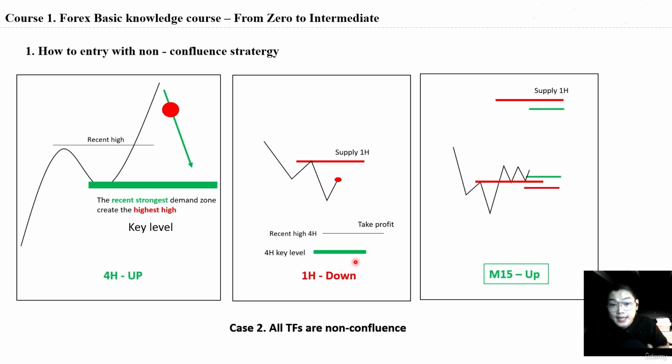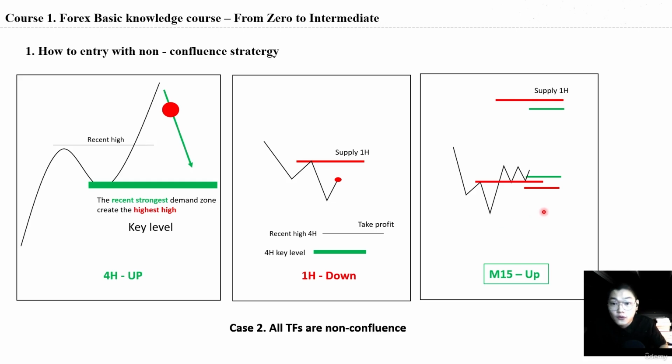And the next case, 4 hours is still uptrend and everything is still the same as the last two cases. But at this time, the 15 minutes time frame is an uptrend. We have the 4 hours and the 15 minutes time frame in the same direction. But as I say, the confluence time frames must be very near together. In this case, the 4 hours and 15 minutes time frames are very far. Therefore, you no need to care about two time frames. Only care about the 15 minutes time frame.